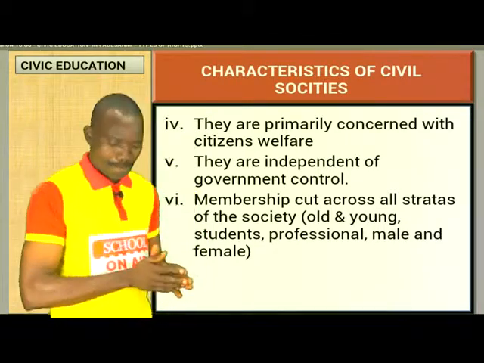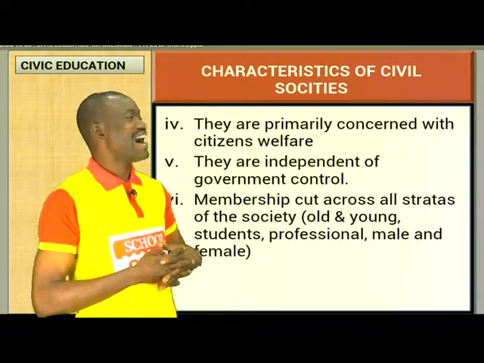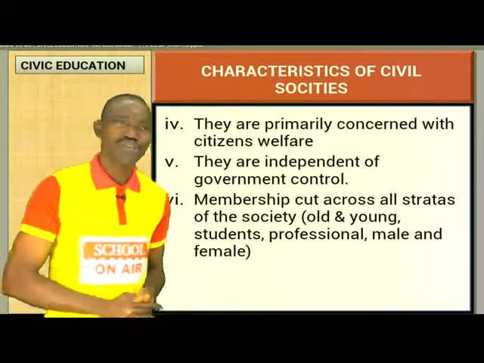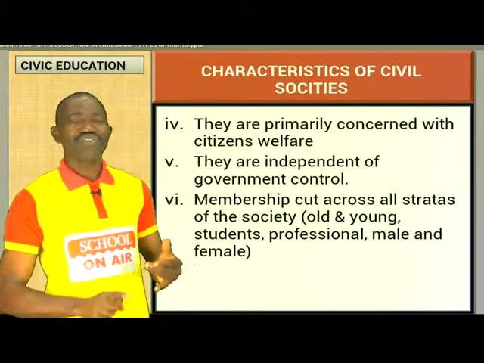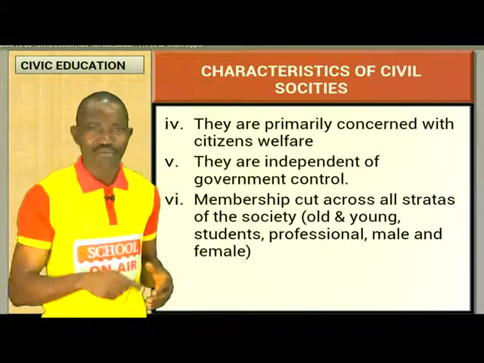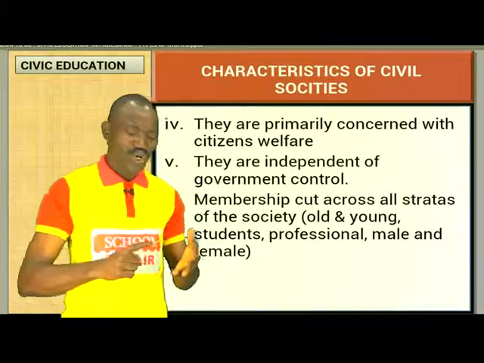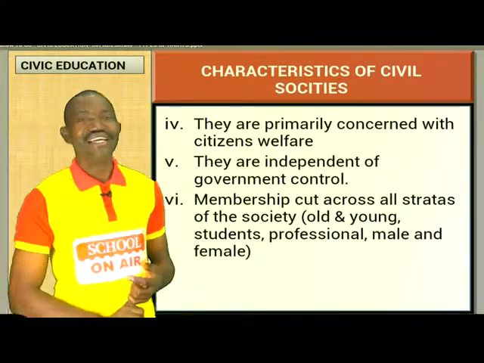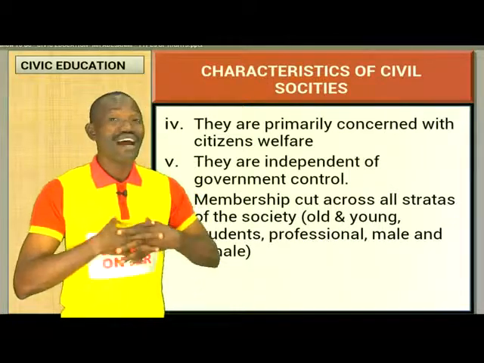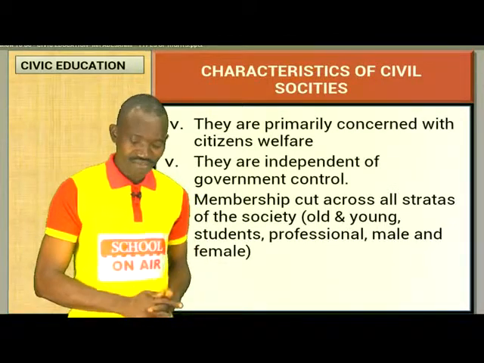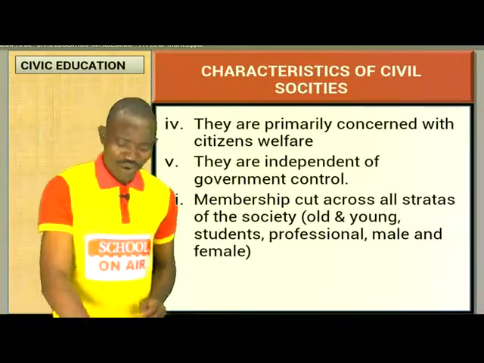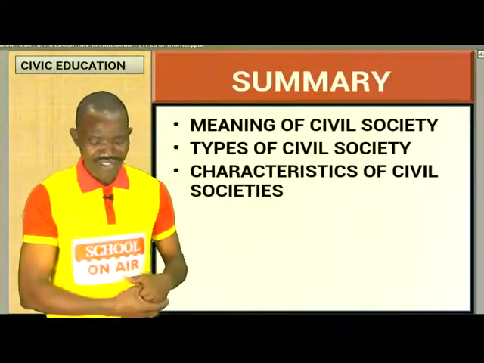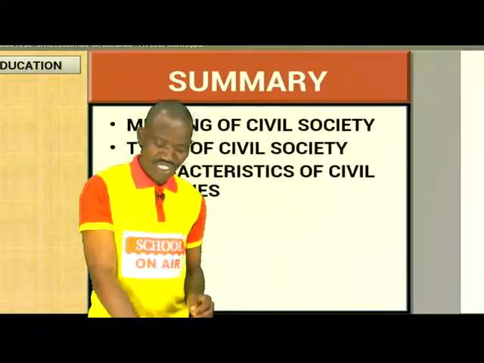Number 5, civil societies are independent of government control. They are not under the control of any arm of government. They are not under the legislature. They are not under the judiciary. Neither are they under the executive. They are free. They are independent. And membership cuts across all strata of the society.